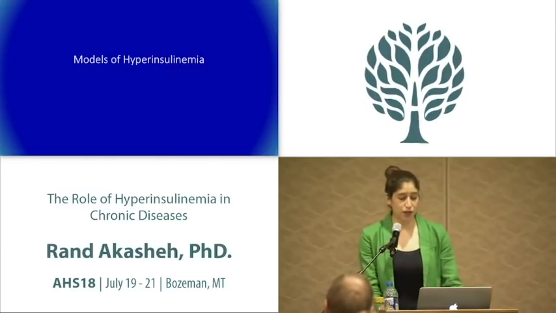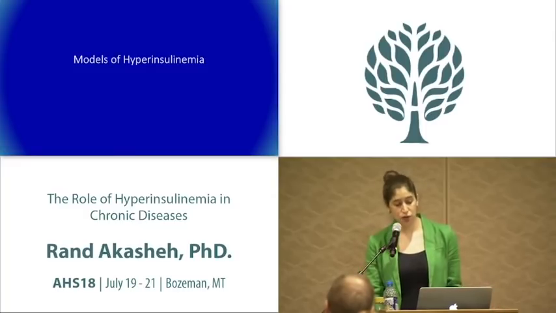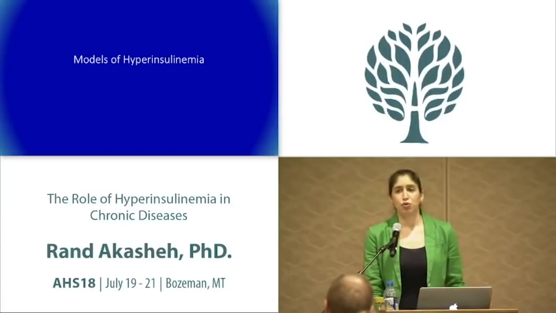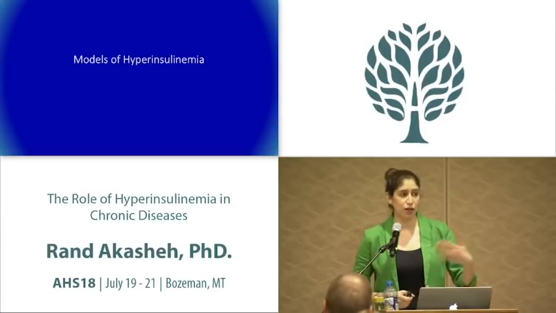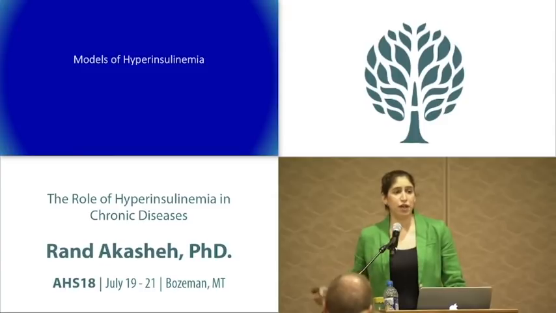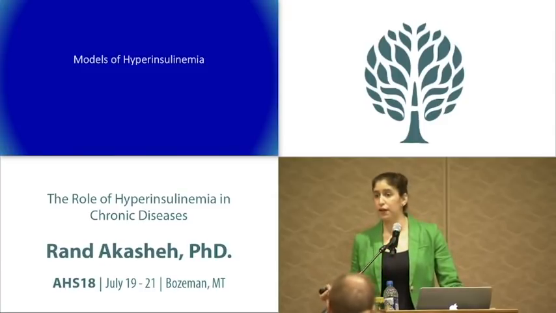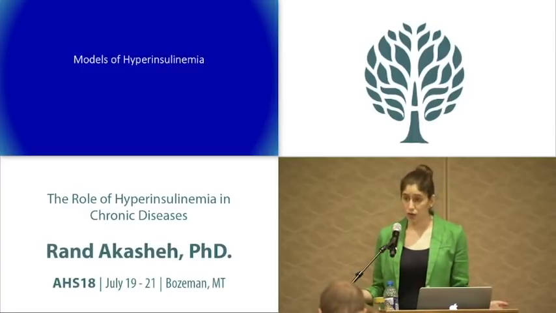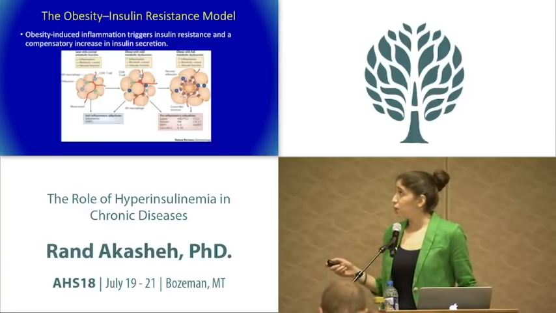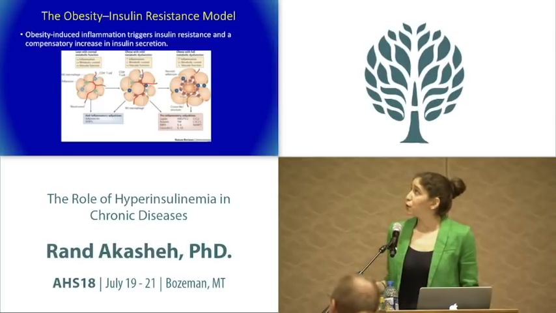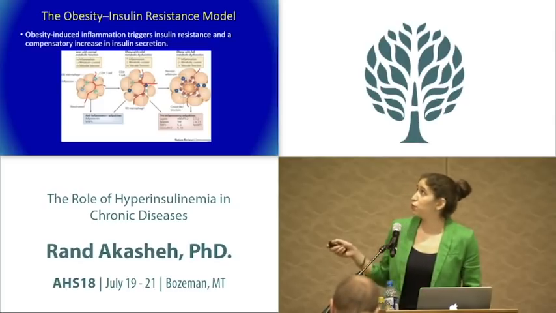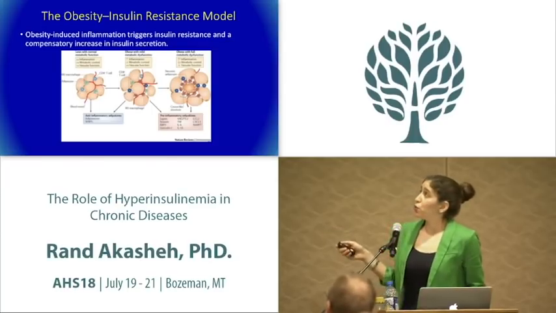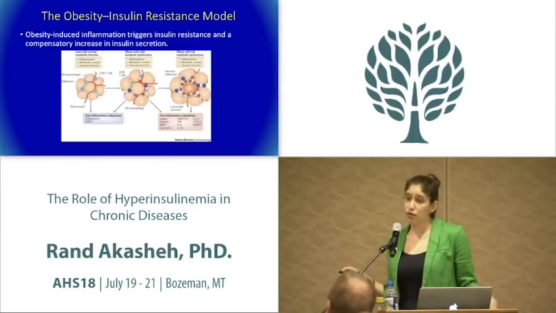And for that, we talk about obesity being associated with hyperinsulinemia. Scientists are trying to figure out what is the first event that triggers hyperinsulinemia. And for that, various research models have been developed to study where the problem starts. The classical model of obesity is that it goes from obesity to insulin resistance, and from there, we go to a compensatory increase in insulin secretion.